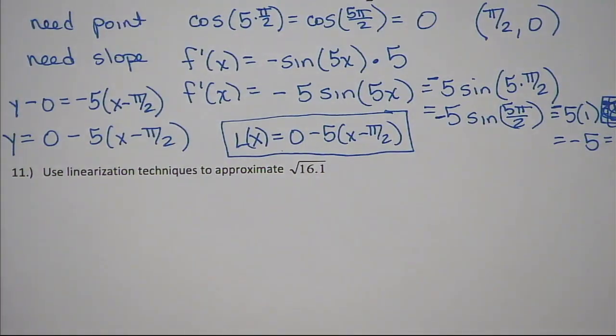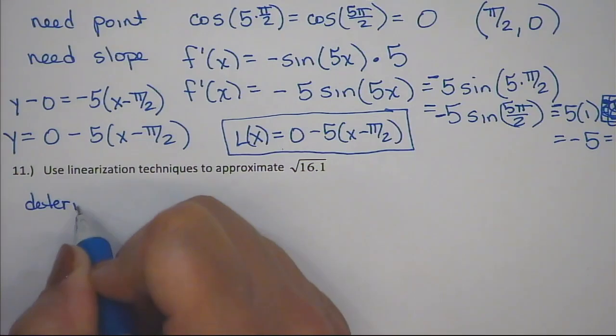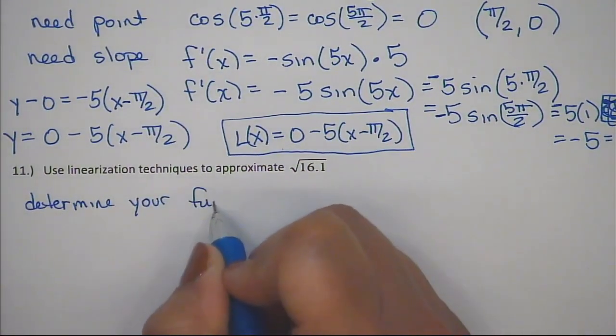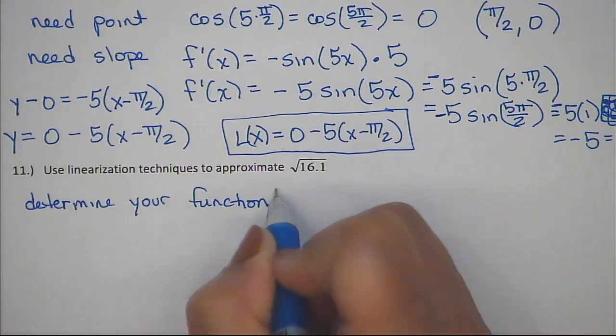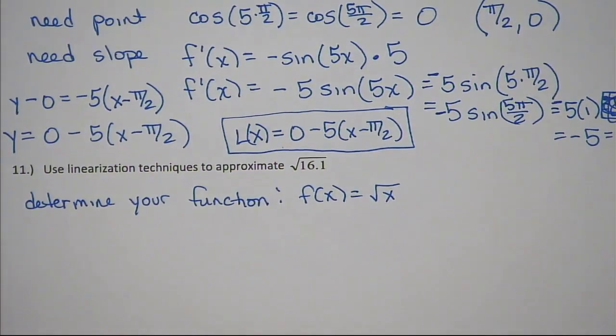All right, so this problem does not give me a function. So I have to come up with my own function, which usually you can see in the problem. It's the square root of x. So the first thing, if they're not giving you a function, is you need to determine the function you're going to use. Our function for this problem would be square root of x. I'm trying to find the square root of some value, so my function will be the square root of that value.